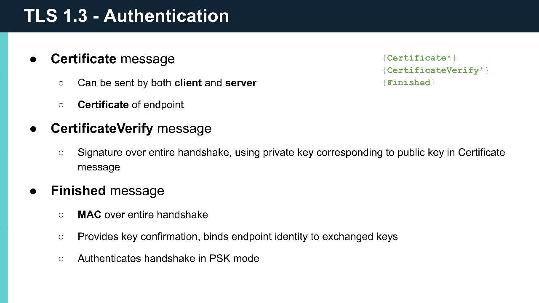The certificate verify message is sent when the certificate is sent, which is a signature over the handshake using the private key that matches to the peer's public key in the certificate. Then the finished message is a MAC over the entire handshake. Like before, it provides key confirmation, binds the endpoint identity to the exchange keys, and in PSK mode authenticates the handshake.